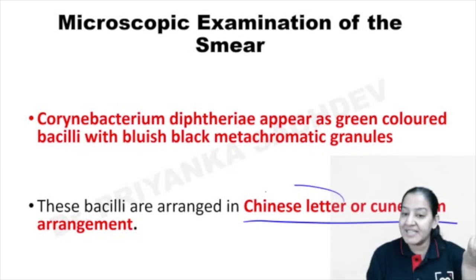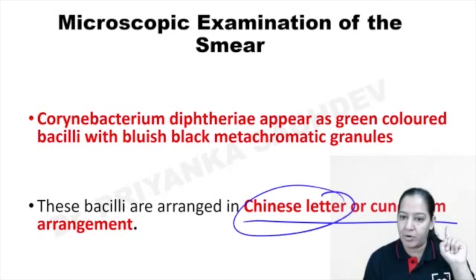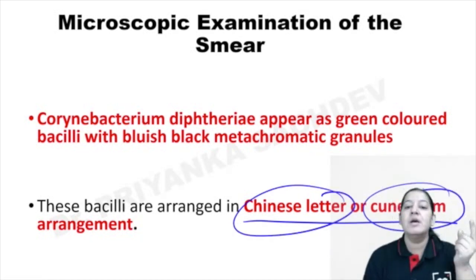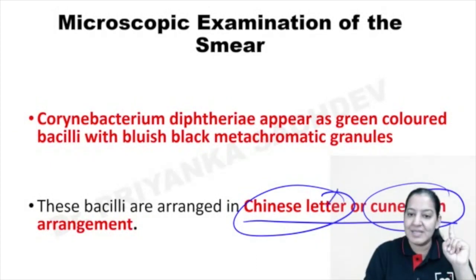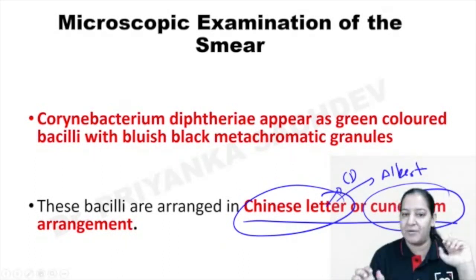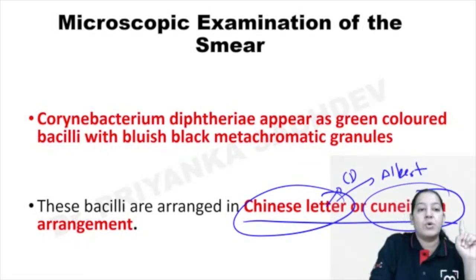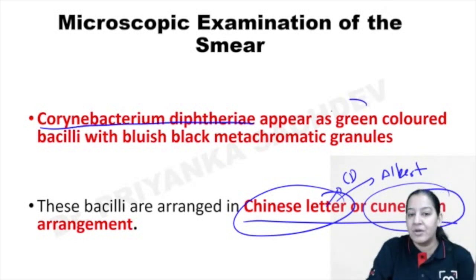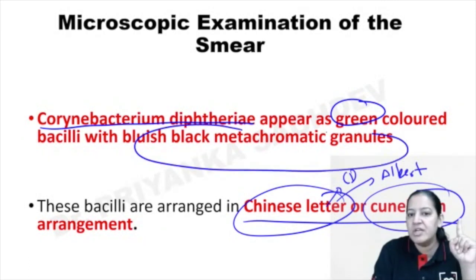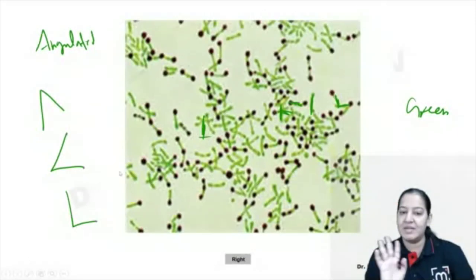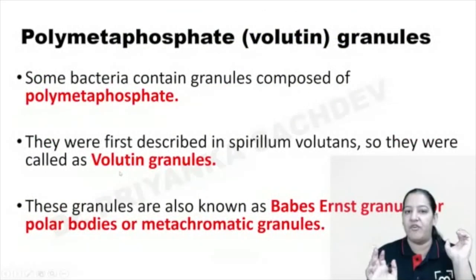What is Chinese letter arrangement? It can be a 2-mark, 1-mark question. What is cuneiform arrangement? Number 1, this arrangement is seen in Corynebacterium diphtheriae. This arrangement is seen in Albert stain, due to incomplete separation of the bacteria, which makes them angulated. So Corynebacterium diphtheriae appears green in color along with angulation, and at the ends bluish granules are present. This arrangement is Chinese letter arrangement or cuneiform arrangement.